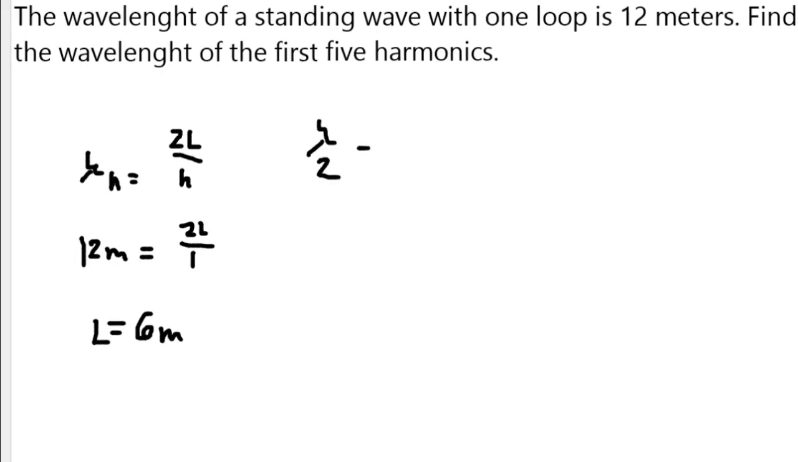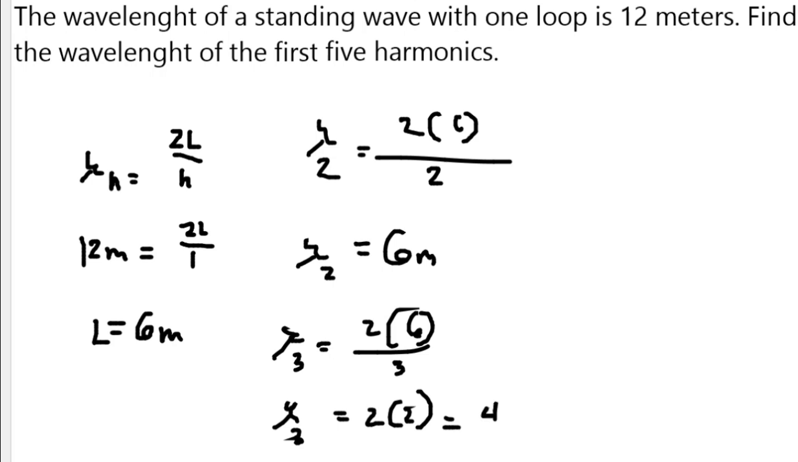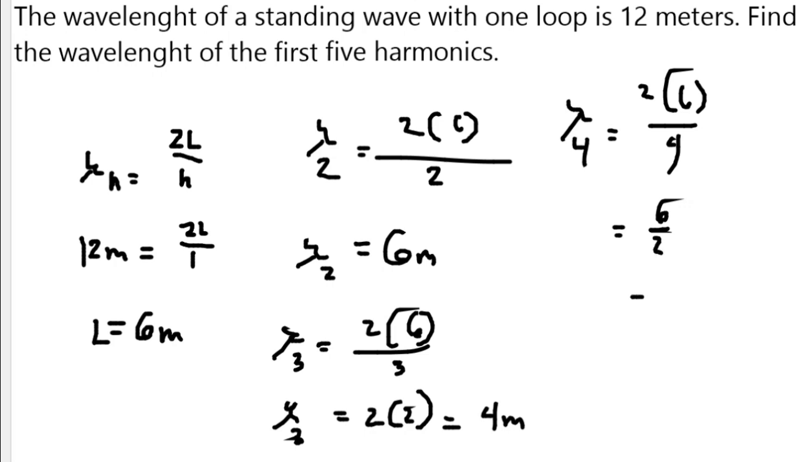So let's calculate the wavelength of the first 5 harmonics. So we can just use the equation once again. This is going to be the wavelength of the second harmonic. And let's calculate the wavelength of the third harmonic. That's going to be 2 times 6 divided by 3. So it's going to be 2 times 2 once again, because 6 divided by 3 is 2. So 2 times 2 is 4. So that is the wavelength of the third harmonic. Now the fourth harmonic is going to be 2 times 6 divided by 4. Then we can reduce this into 1 half, which means that 6 divided by 2 is going to be 3. So this is the wavelength of the fourth harmonic.